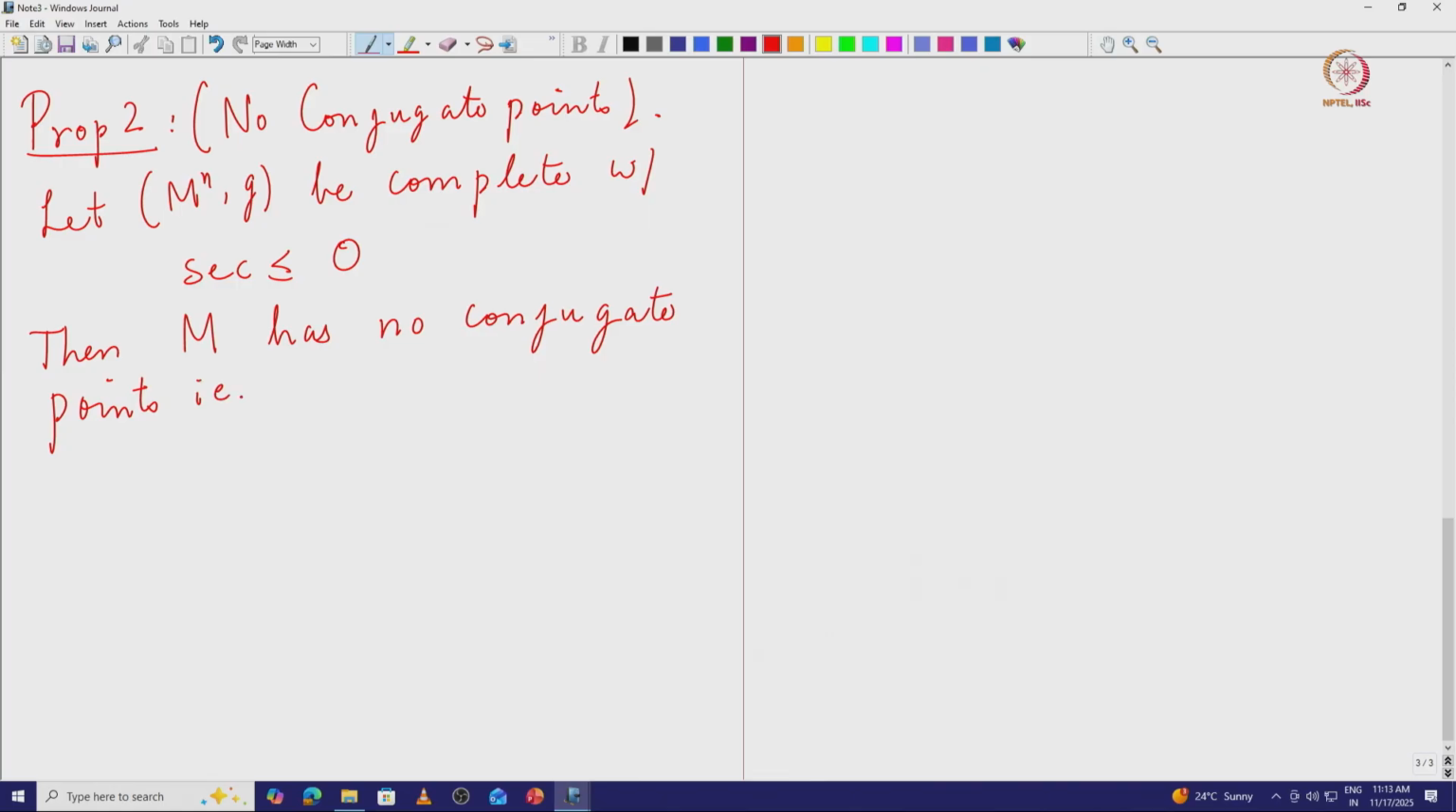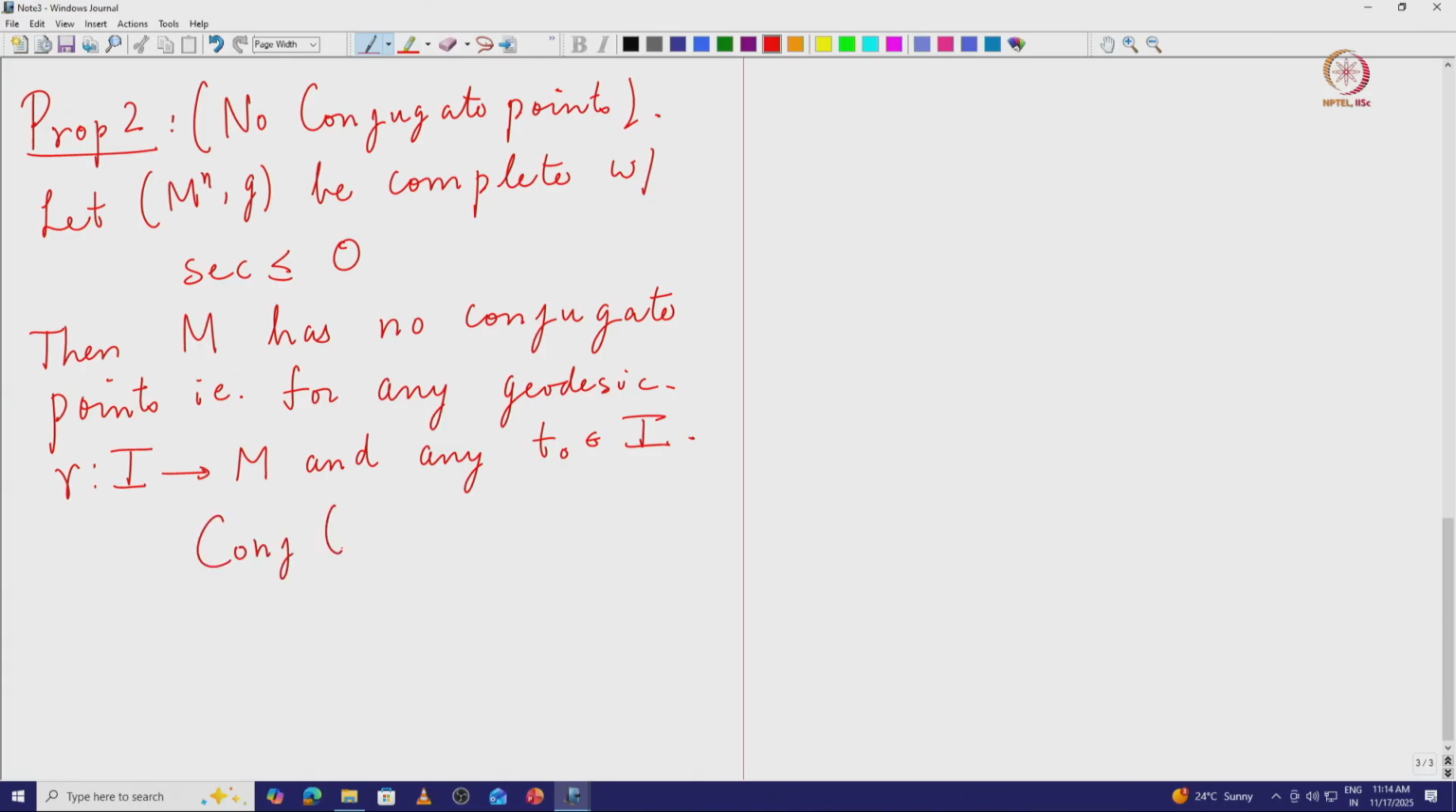So i.e. Right, so what this means is that for any geodesic gamma, and any T naught in I. If you look at the set of points that are conjugate to gamma of T naught along gamma, then this is actually empty.